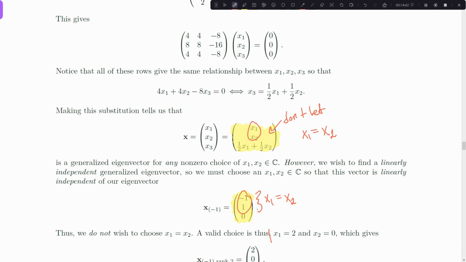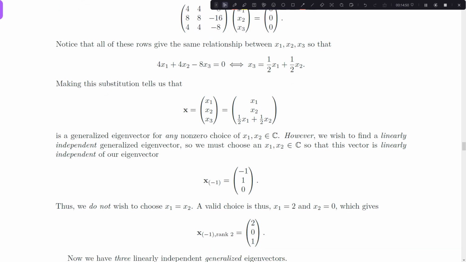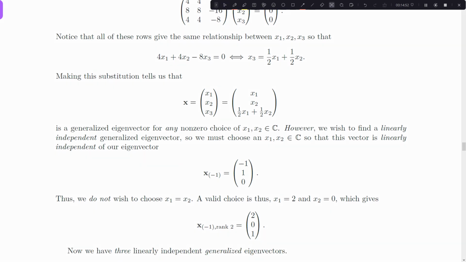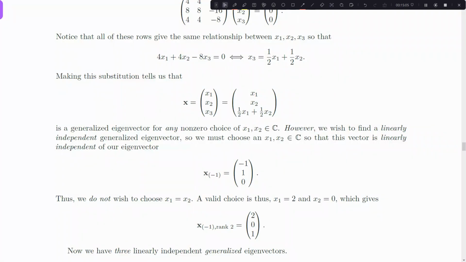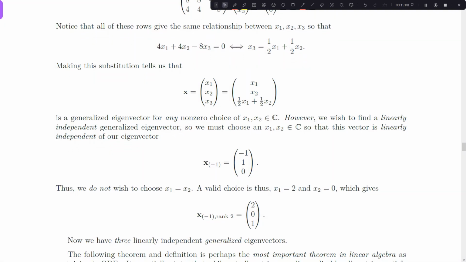Okay, so a good choice for that is this one right here. So we're just going to let x1 be 2 and x2 be 0, which gives us the generalized eigenvector of rank 2 associated to lambda being -1 of (2, 0, 1). Okay, so now we actually have 3 linearly independent generalized eigenvectors, 2 of them being true eigenvectors, but we do have 3, and that's what we're looking for.